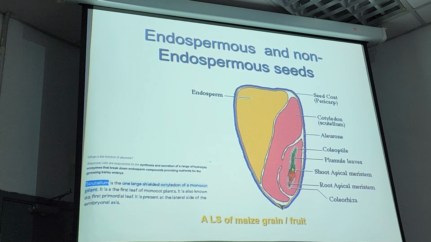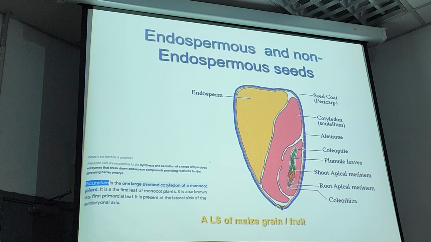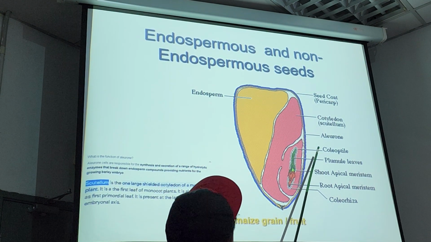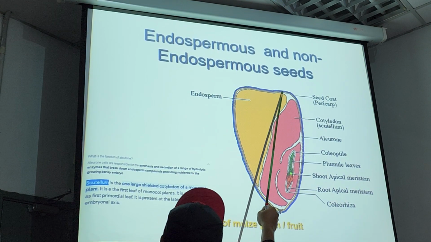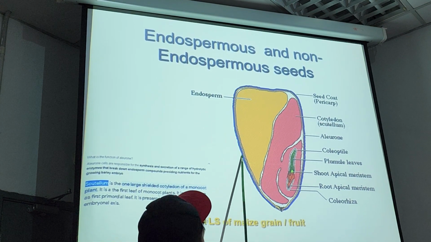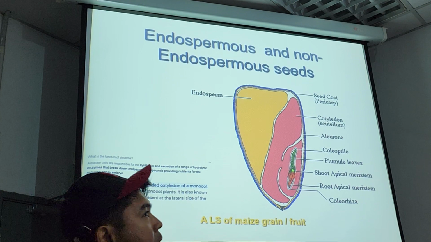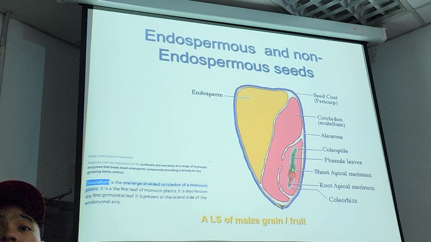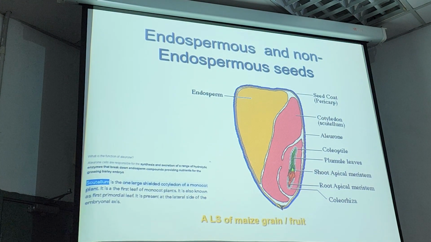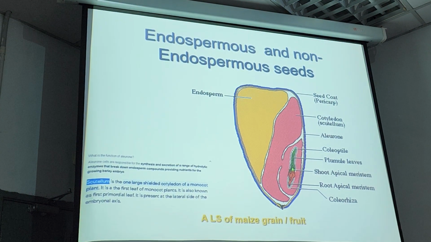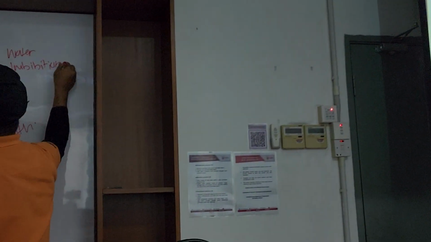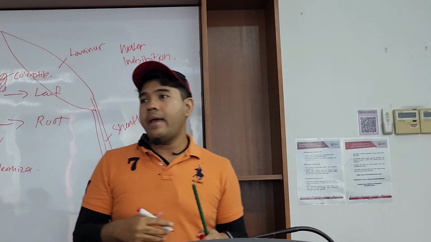Okay, endospermous and non-endospermous again. So I want to show the aleurone layer here. That's the aleurone layer surrounding the seed, and it's pretty much not doing anything until seed water imbibition. Imbibition means that the seed is absorbing the water and is activated.